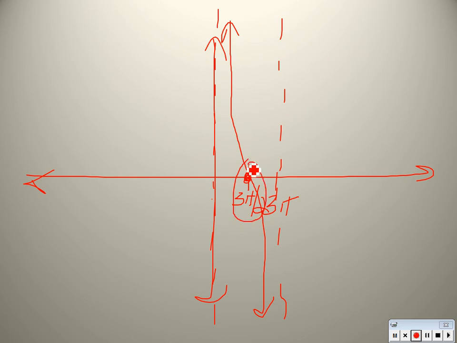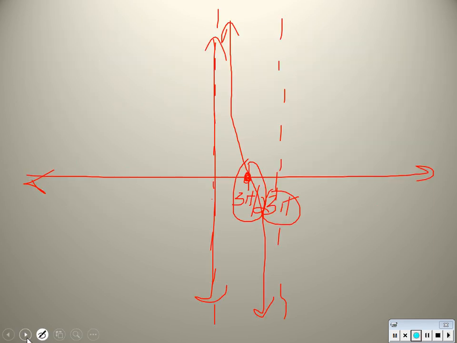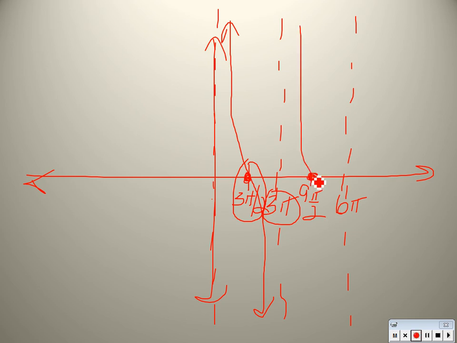If I wanted to graph some more cycles, say to the right of 3 pi over 2, all I would do is take that 3 pi and add the period to it. The period here is 3 pi. So I add 3 pi to 3 pi, and I get 6 pi. And here's another vertical asymptote. In between 3 pi and 6 pi, the midpoint would be 9 pi over 2. And then here's my chair-like shape that runs through that point.